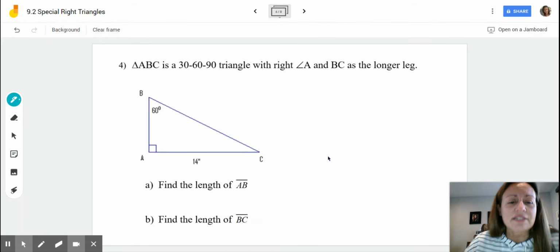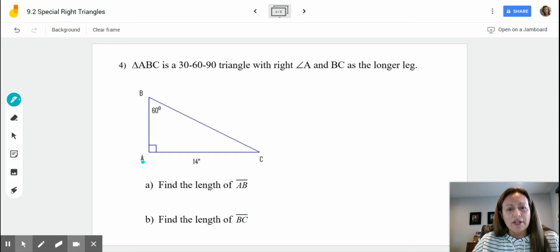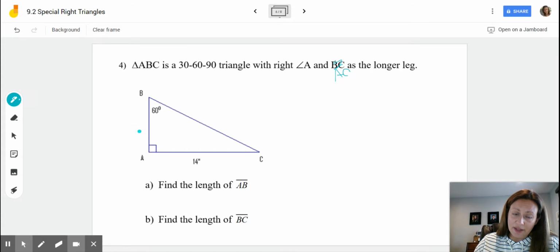Triangle ABC is a 30, 60, 90 triangle with right angle A. And once again, BC is not the longer leg. AC is the longer leg. This time, AC is labeled as 14, and it is the longer leg. If we want to find the length of AB, going from the longer leg back to the shorter leg is actually the most complicated thing in one of these problems.